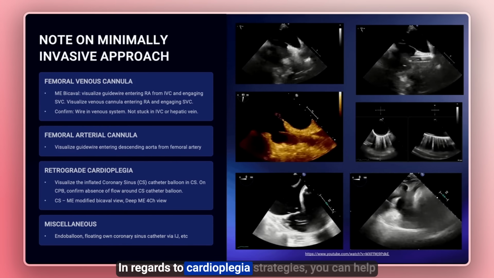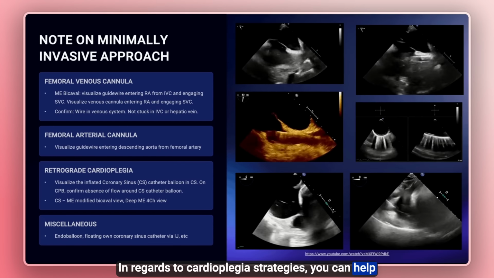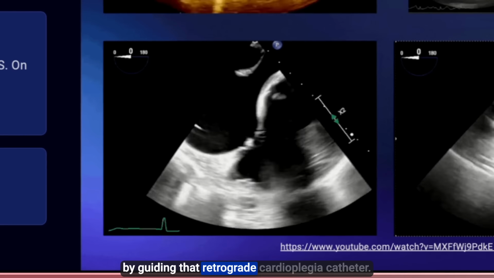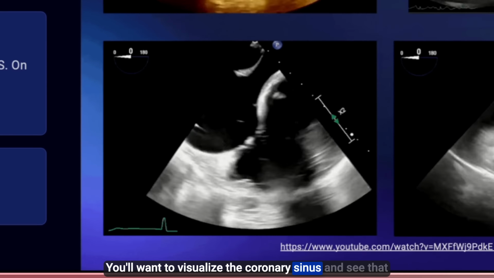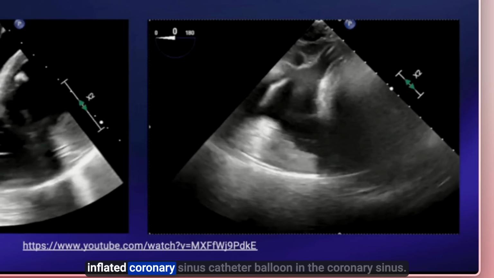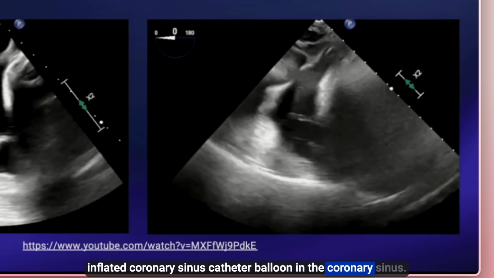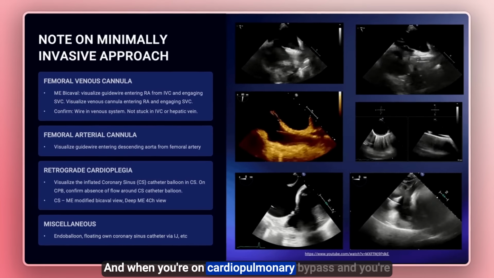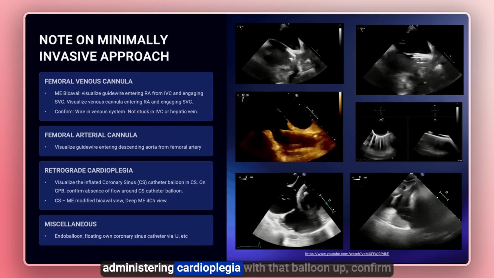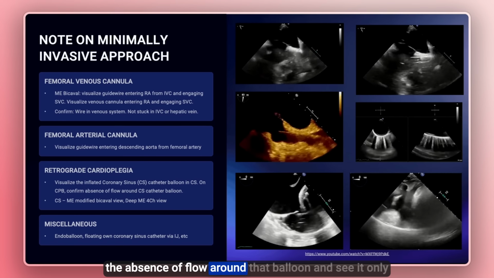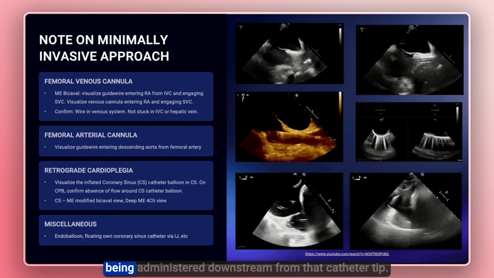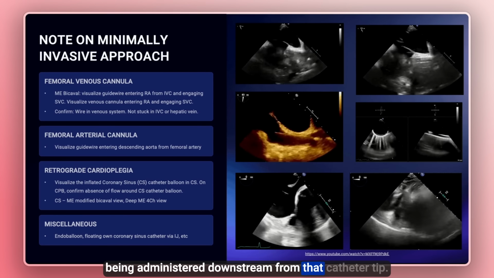In regards to cardioplegia strategies, you can help by guiding that retrograde cardioplegia catheter. You'll want to visualize the coronary sinus and see that inflated coronary sinus catheter balloon in the coronary sinus. And when you're on cardiopulmonary bypass and administering cardioplegia with that balloon up, confirm the absence of flow around that balloon and see it only being administered downstream from that catheter tip.